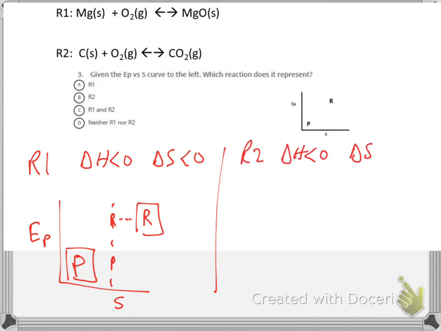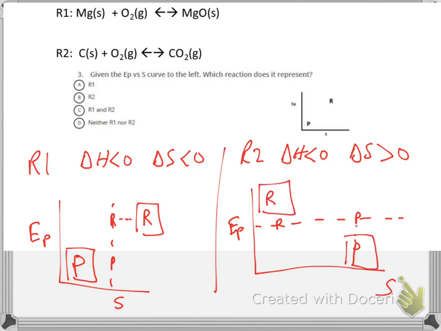Going to R2, we have delta H less than 0, but delta S is greater than 0. If we assign configurations first, just to do something different, we would assign products having the greater entropy and reactants having the least. When we then assign the exothermic behavior of products having lower potential energy than reactants, we have this curve. So looking at the problem with R in the top right, P in the bottom left, that would be characteristic of R1.